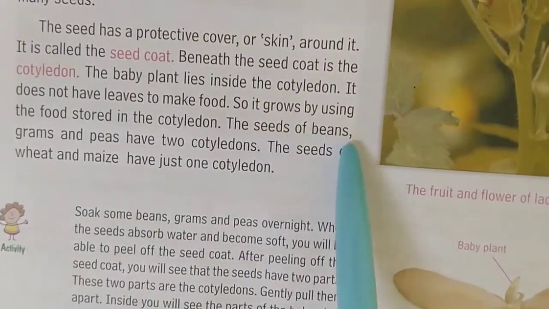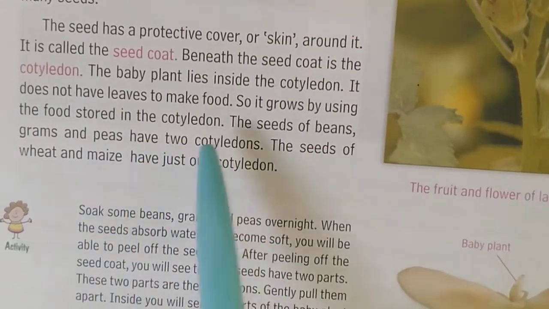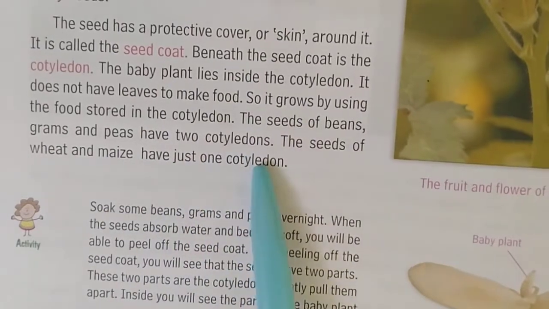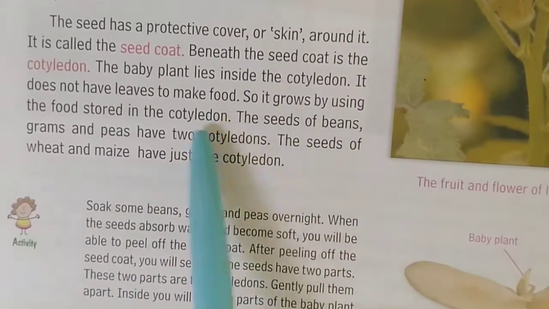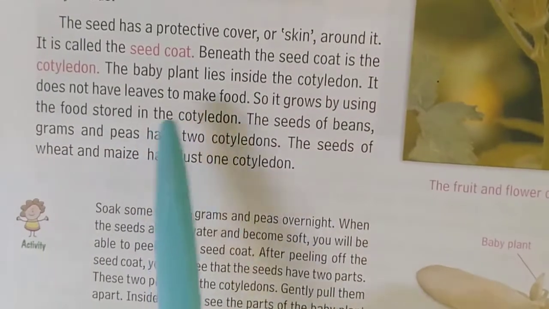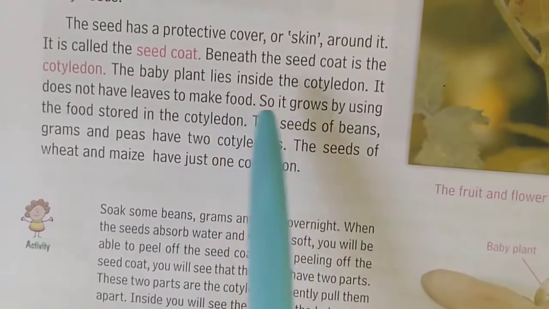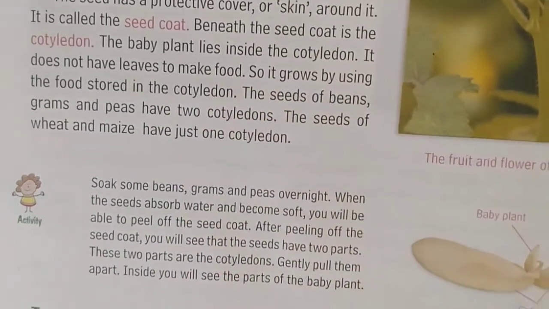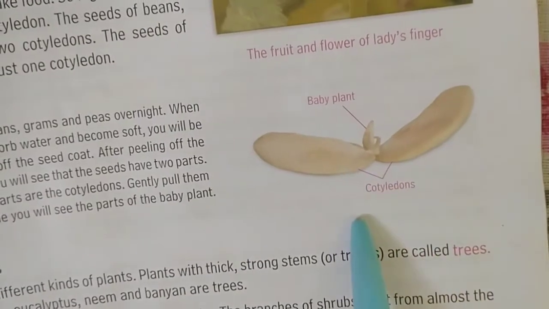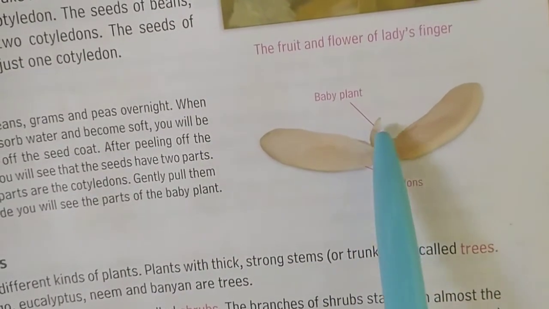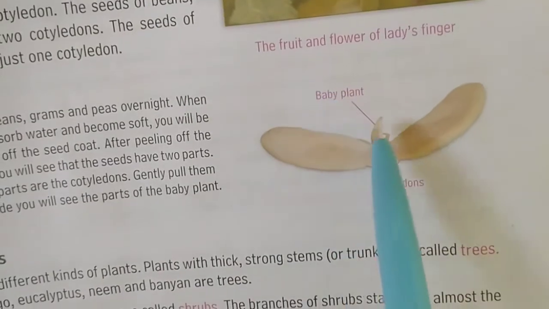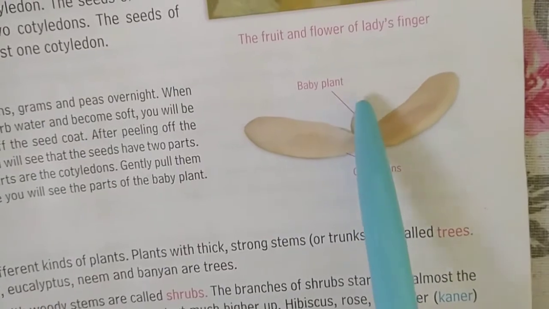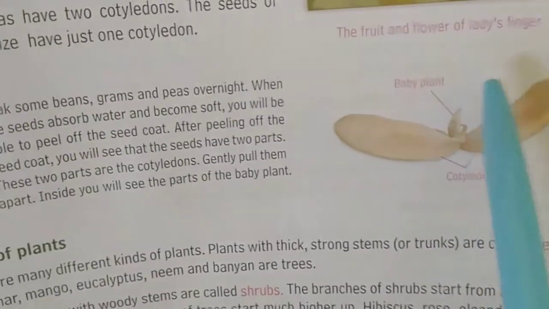The seeds of beans, grams and peas have two cotyledons. The seeds of wheat and maize have just one cotyledon. If you break a groundnut, we get two halves. So that is dicotyledon. Like mangoes and all, monocotyledon, it has a single one. So here if you see, these are cotyledons and this is the baby plant. This baby plant gets food from these cotyledons. Afterwards it grows as a new plant.